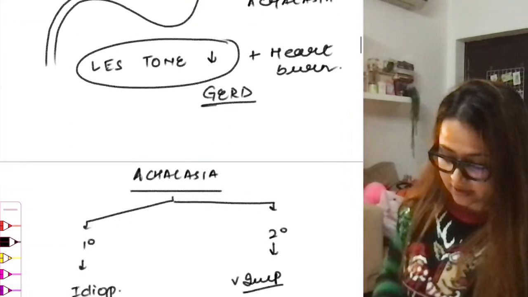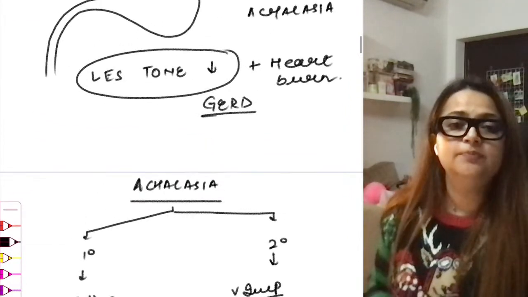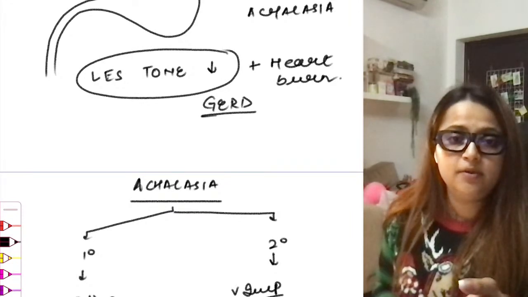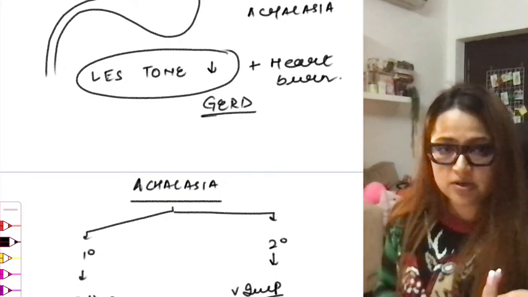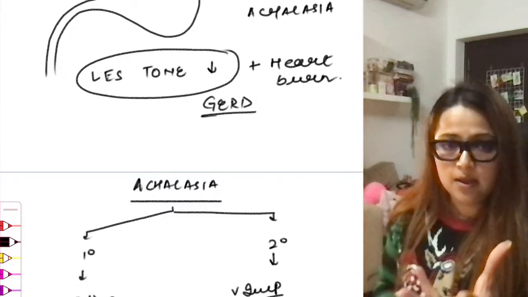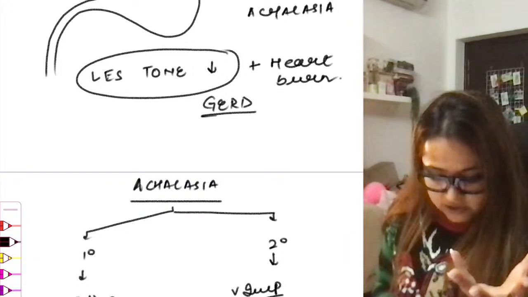So let us talk about achalasia. Number 1 point, achalasia can be of two types. It could be primary achalasia or it could be secondary achalasia. Primary means that here the cause is actually unknown, idiopathic. But secondary, one question is there.